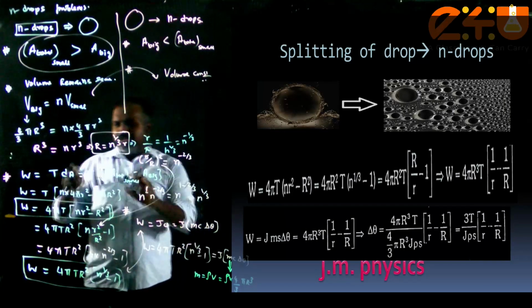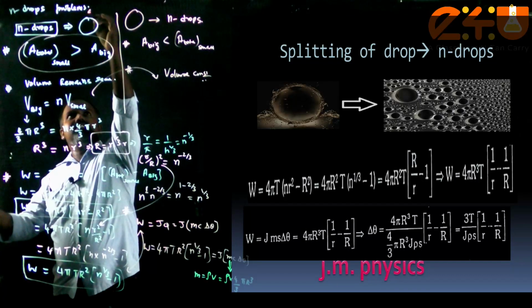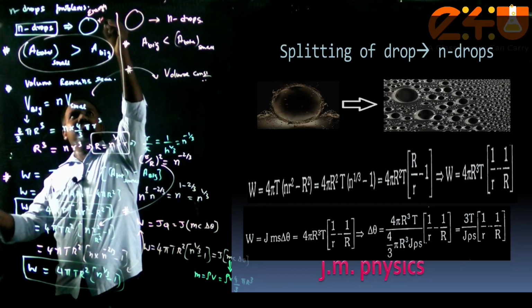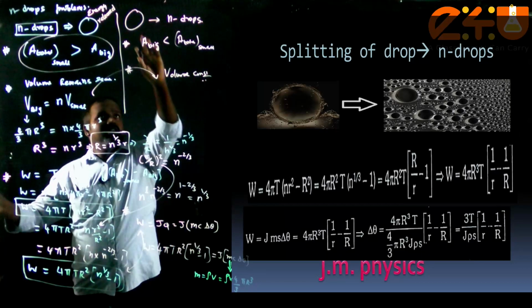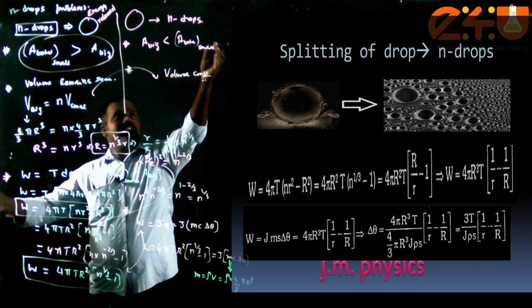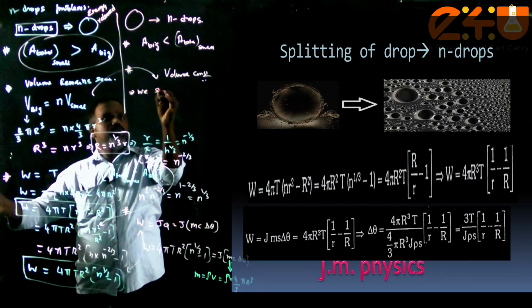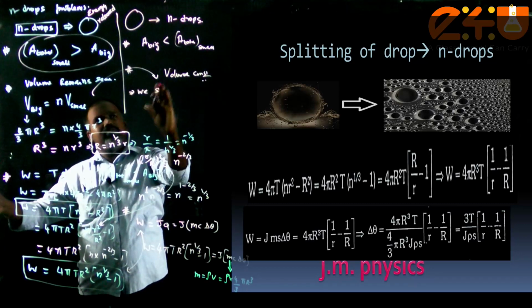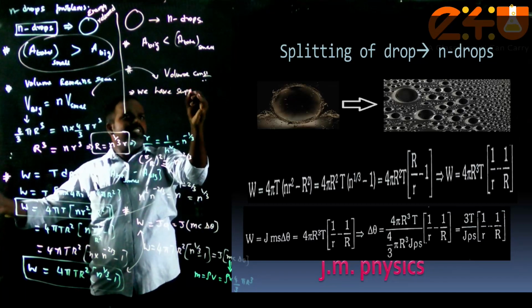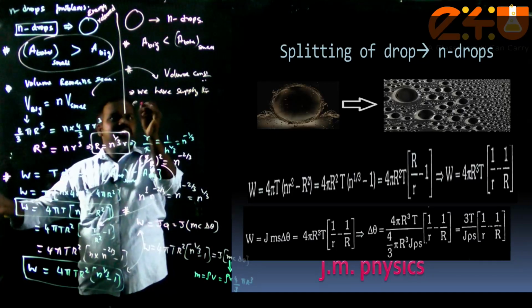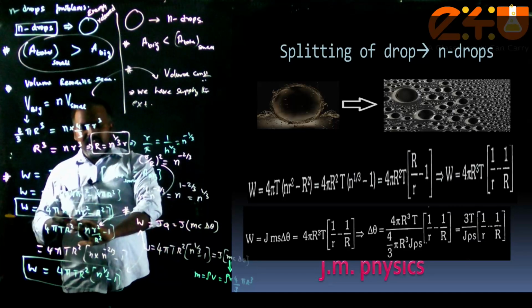And the third, the same analogy, but the main difference between here and there is that there energy is released in the process. But here, in the process of splitting a bigger drop into smaller drops, we must supply the energy. We have to supply external energy. That is the main difference between these two categories.